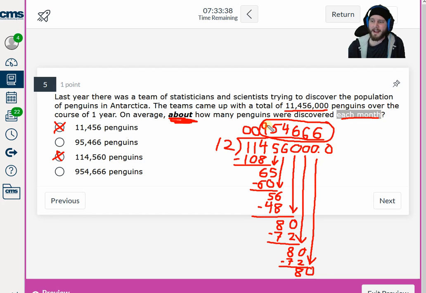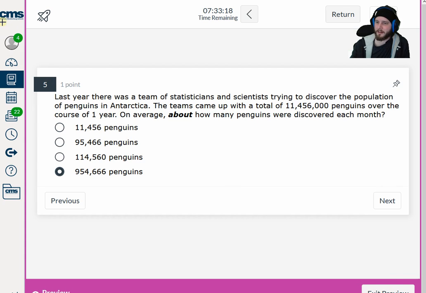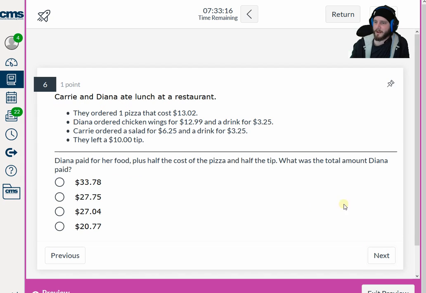So if I had to estimate this and round it to the nearest whole number, the closest answer to this, 0.6 if it kept going, is going to be 954,666 penguins. That's going to be the answer we're going to go with. All right, let's go ahead and clear that away and move on to the next one.